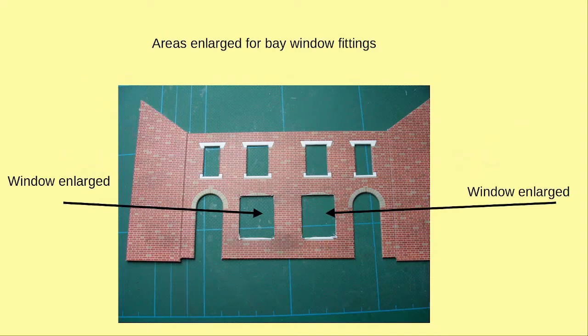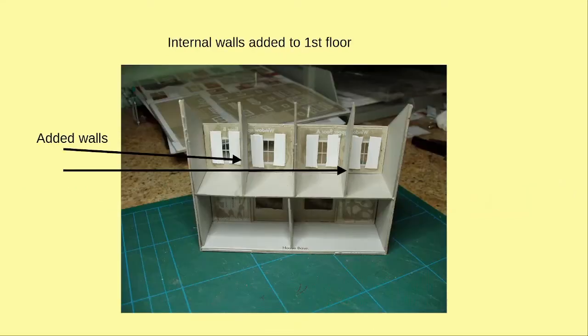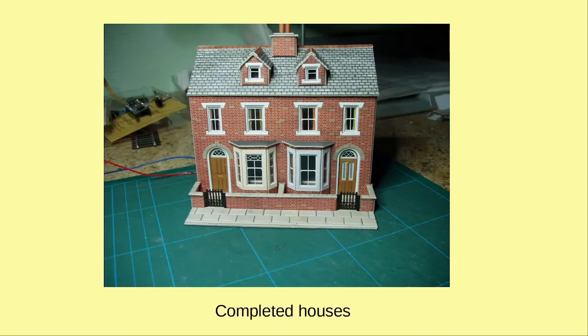This picture shows where I enlarged the two windows when fitting bay windows. The internal walls were added at these positions so that the bedrooms were all separated, so that we ended up with 2 living rooms and 4 bedrooms. This is showing the completed house, showing the bay windows and of course dormer windows in the roof. All the houses were built with a slightly different facing to them.